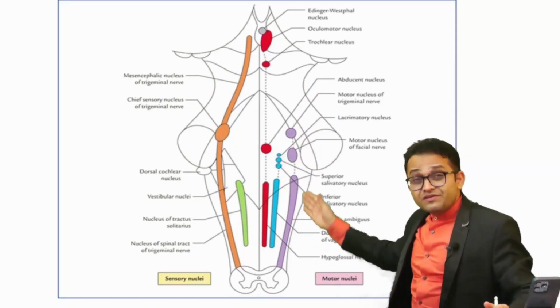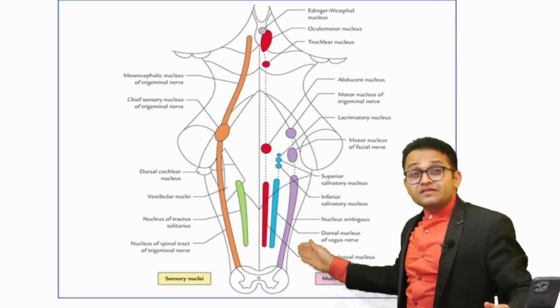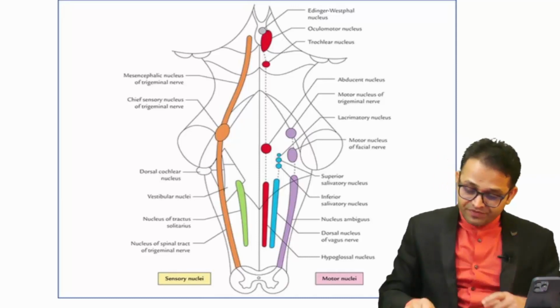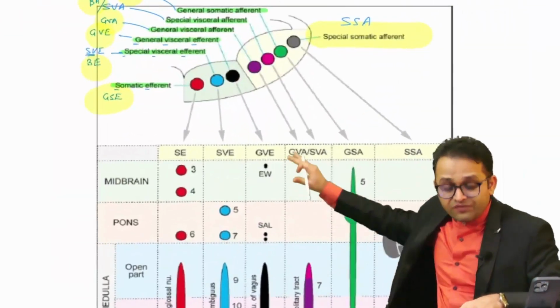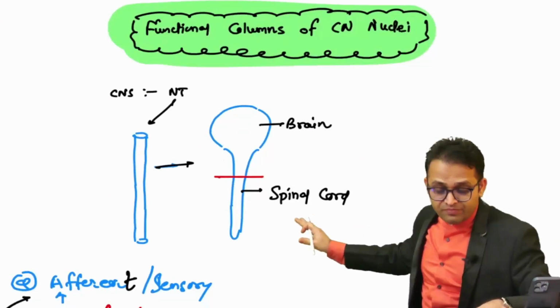Sir, these are our cranial nerve nuclei. These are arranged in the column. We are going to talk about it. So today we are going to talk about all this. Yesterday I told you the basic principle.